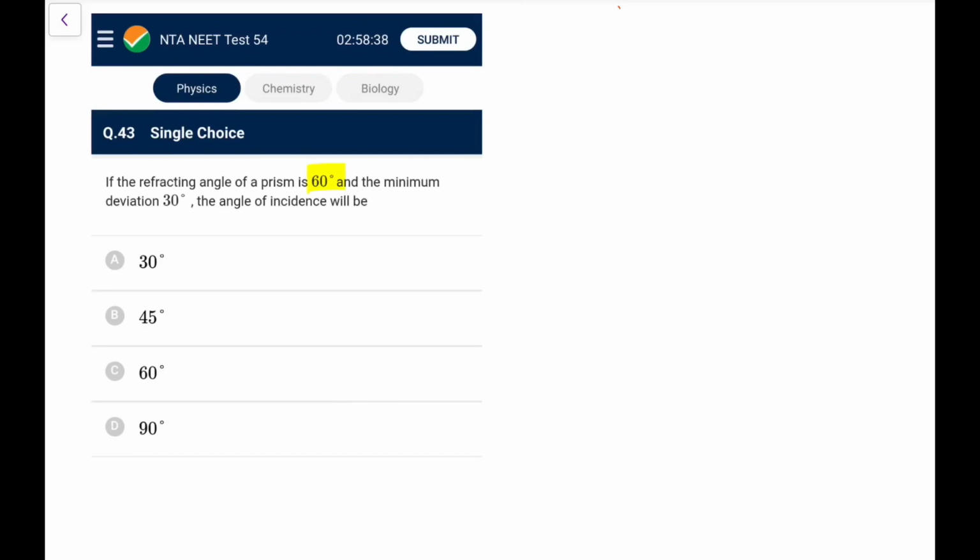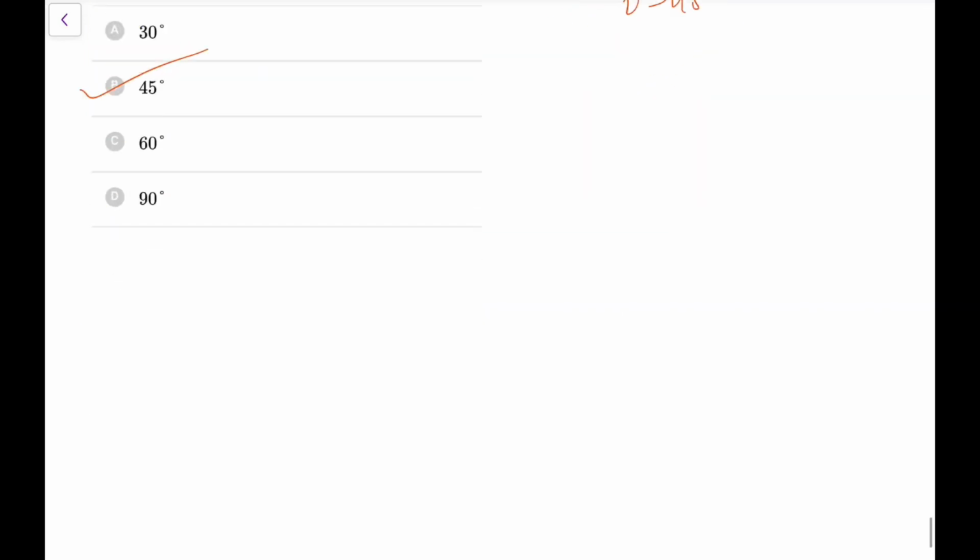The refracting angle is 60, the minimum deviation is 30, and we need the angle of incidence. Again, this question is getting repeated. We need not calculate the value of mu also. Just remember, the angle is given and the minimum deviation is given. Generally deviation is equal to i plus e minus A. In the case of minimum deviation, remember this formula: 2i minus A. So 2i is delta min plus A, which is 90. So i comes out as 45. This is also a repeated question. We have done it a few tests back.